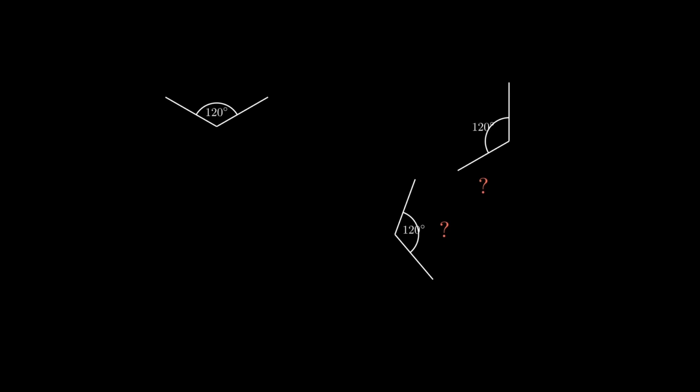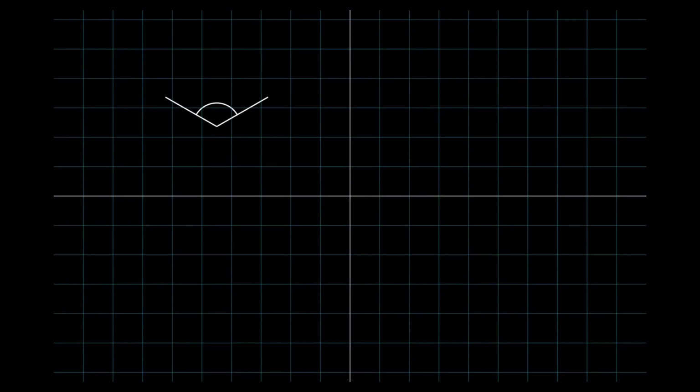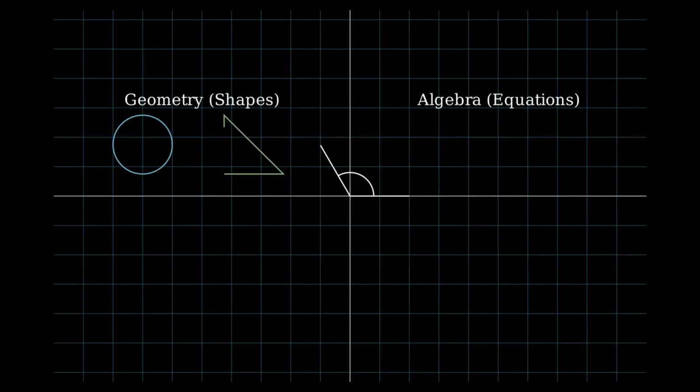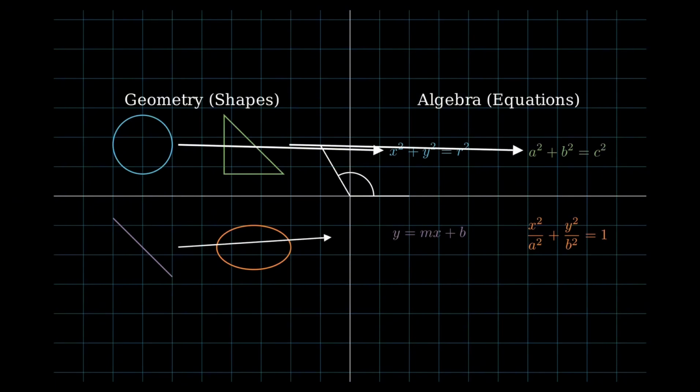To make them useful in a larger system like a graph, we need a universal frame of reference. And as such, we must lock the angle to a grid. This is called the standard position. This is the bridge that connects the shape of geometry to the equations of algebra, and that is called analytical geometry.